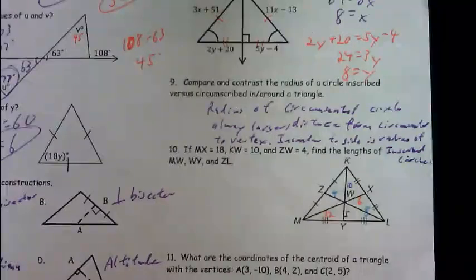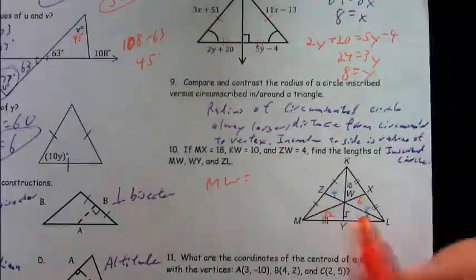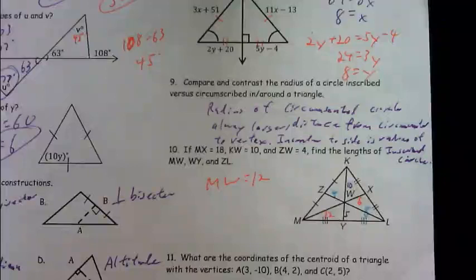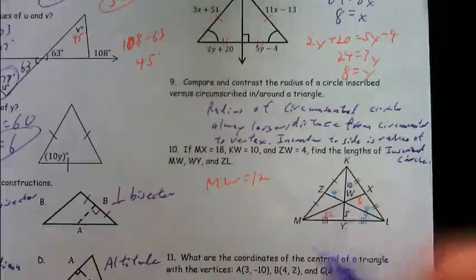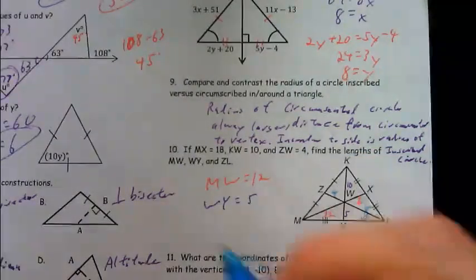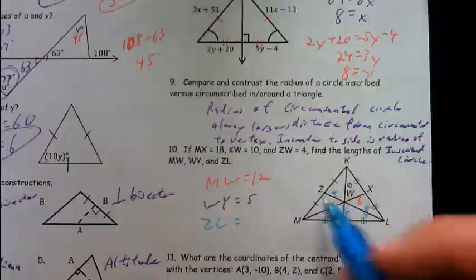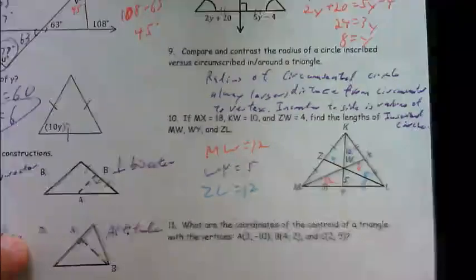The parts they want us to identify, they want us to identify MW. So MW was 12. WY is 5. And ZL, add those together, and that's 12. And that's it. All right, 11 and 12 take a little bit more time, so I'm going to skip those and come back to them.